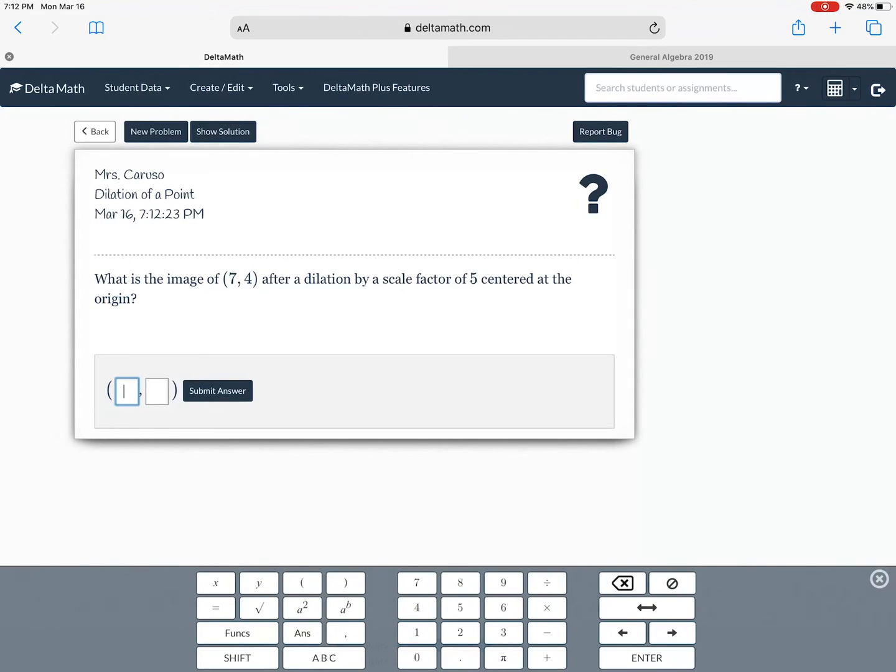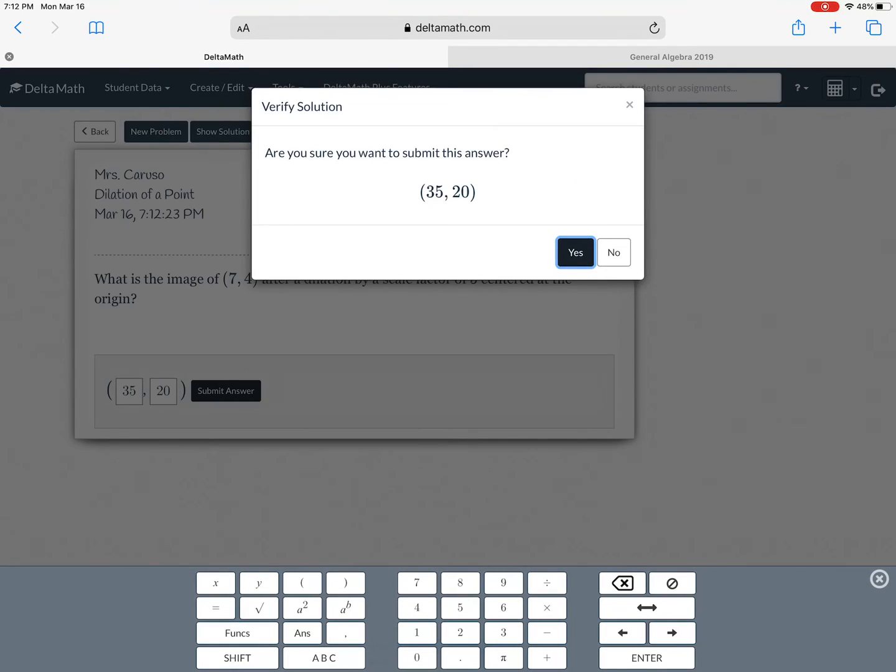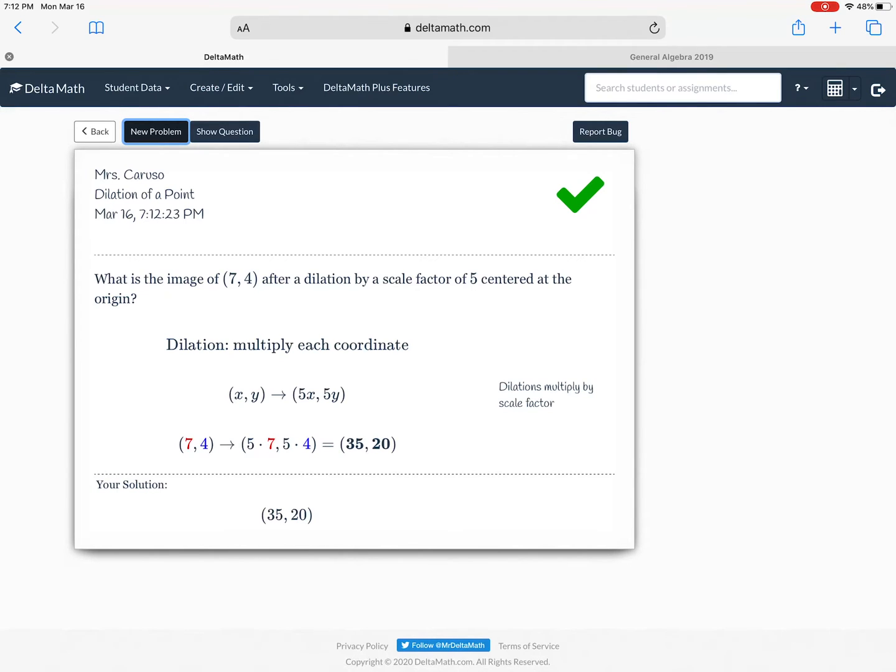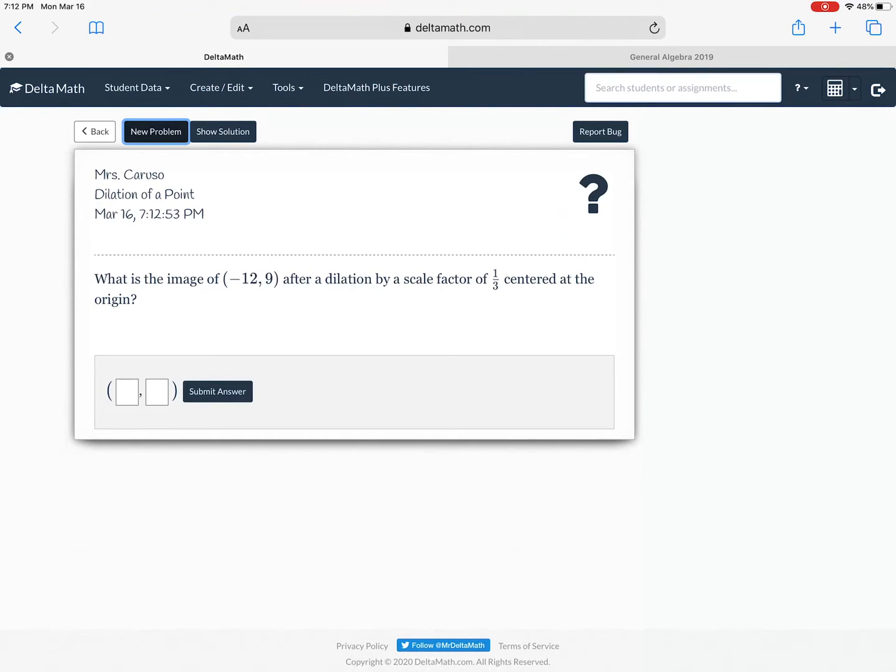7 times 5. See why I said you need to know your facts. So 7 times 5 is 35. And 4 times 5 is 20. So keep calculators handy in case facts aren't your thing. They are my thing. Doesn't mean I don't screw up.